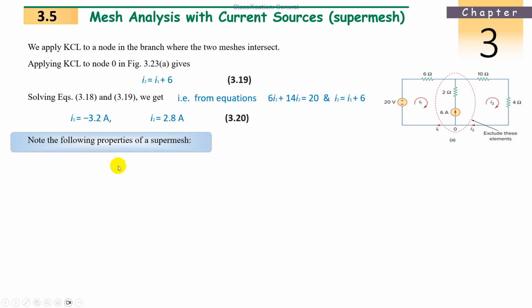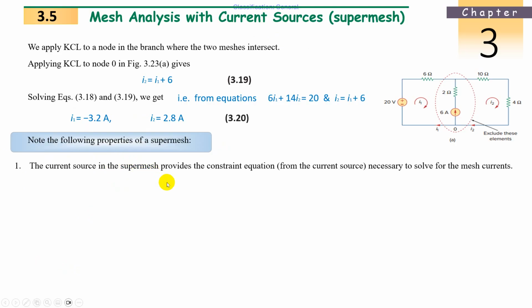So what are the three points again here? What we have to understand. First one, the current source in the super mesh. The current source in the super mesh provides the constraint equation necessary to solve the mesh currents. It gives the node currents at the reference node, so we can have an extra equation. A super mesh has no current of its own.